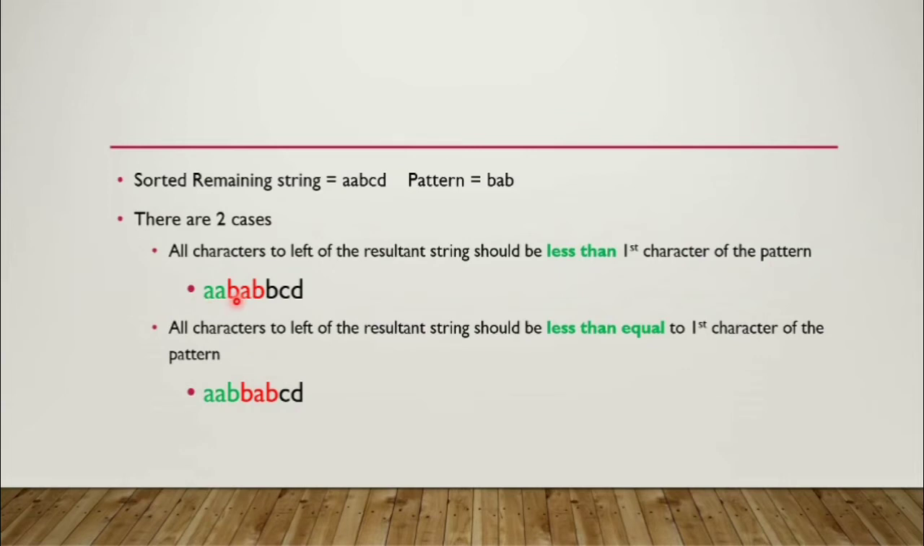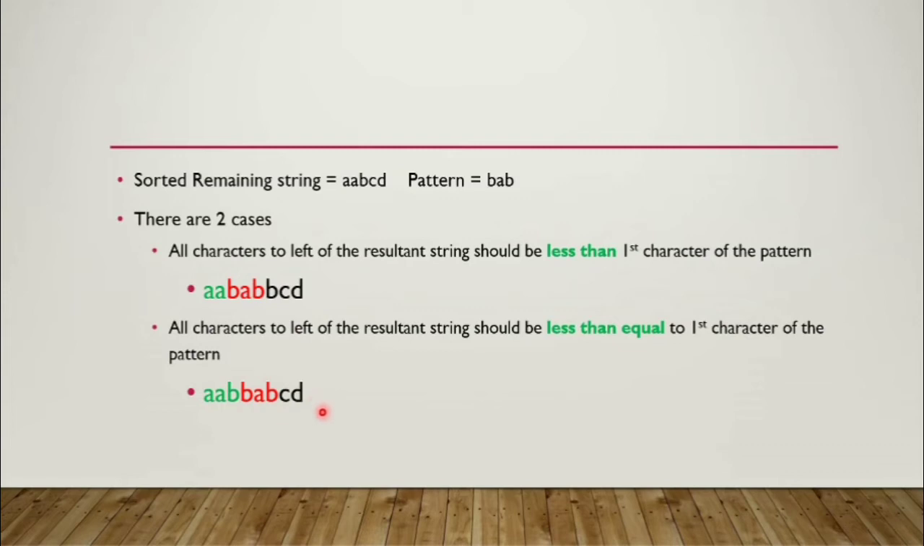Because the left of the resultant string should be less than the first character of the pattern. Now, the second case is all characters to the left of the resultant string should be less than or equal to the first character of the pattern. Now the first character of the pattern is B. So if we see in the sorted string, what are all the characters that are less than or equal to B? So A and B are all the characters which are less than or equal to B. After AAB, we have to insert a pattern BAB, then we will paste the remaining of the characters.